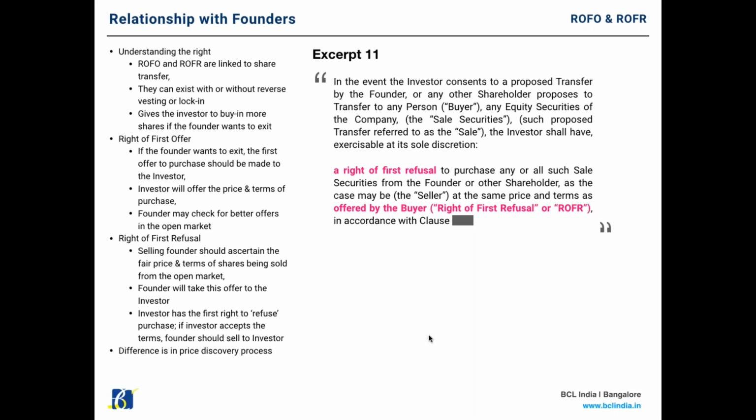So there is an excerpt here. Again, I'll be sharing the presentation, so it's easy for you. This excerpt speaks about ROFR, right of first refusal. Investors usually ask for ROFR because it is less of a headache for them to propose a price. It's easier for the promoter to go to the outside market and find out what the price is. It also helps the investor because the investor will understand what is the true value of the shares.